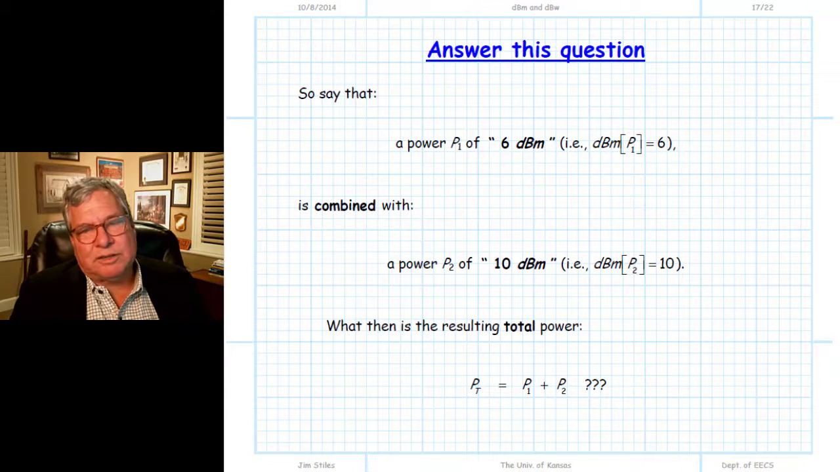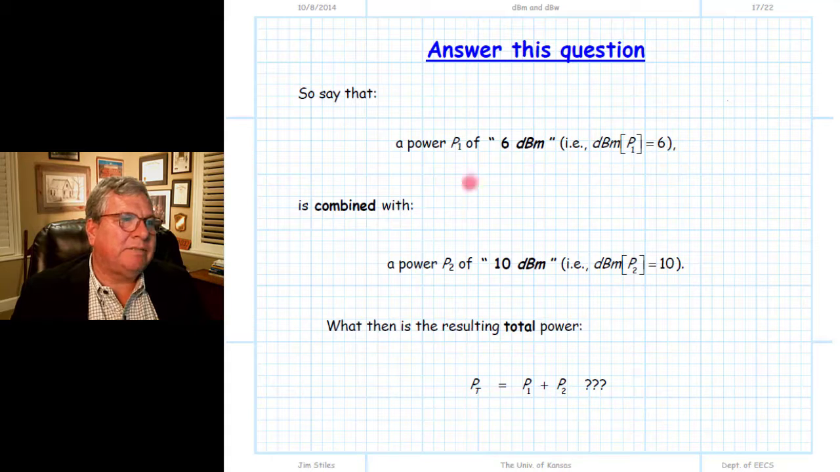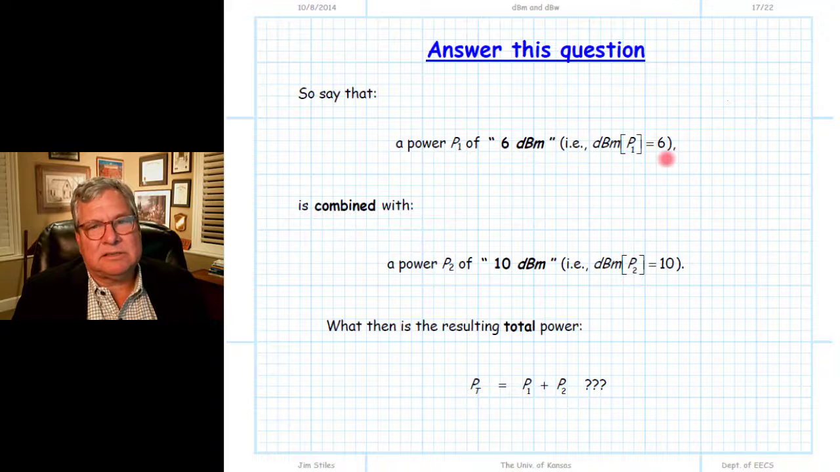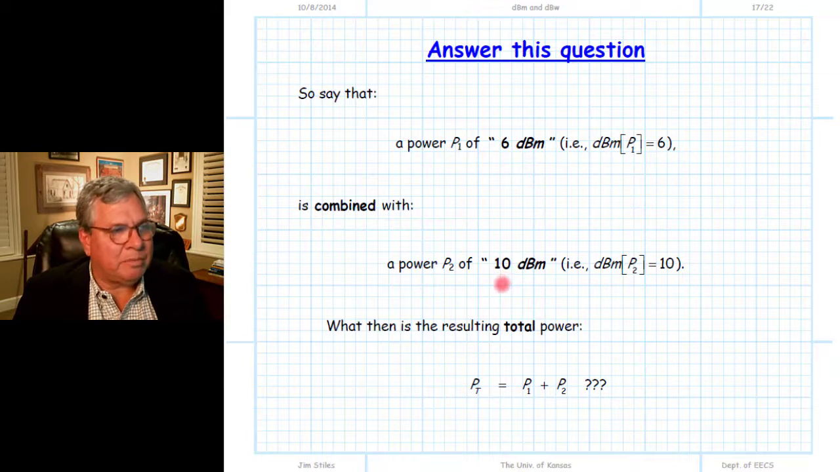Perhaps the best way to illustrate this point is with an example. Let's say we have some power, we'll call it P1, and that power, when expressed with the decibel operator, is 6. We might say P1 is equal to 6 dBm. Consider a second power, P2. If we apply the dBm operator to P2, we get a value of 10. In other words, we might say P2 is equal to 10 dBm. The question then is, what is the total power? If we add the values of P1 and P2 together and get PT, what is the total power when expressed in dBm?